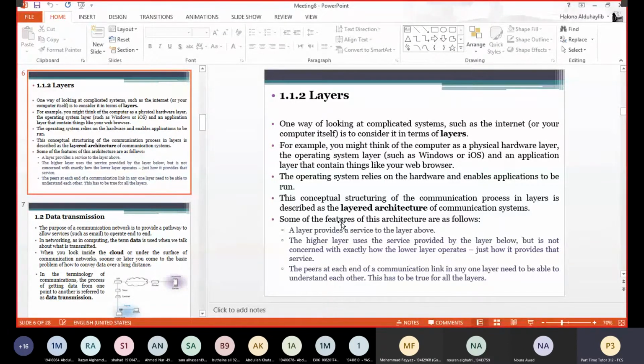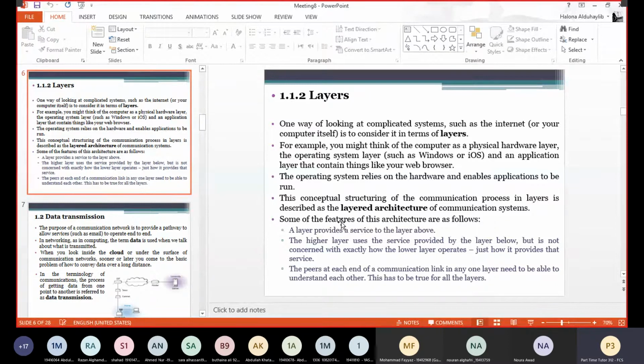So the operating system relies on the hardware and enables applications to be run. Each layer will depend on the other one and will allow the service to communicate between you, by using the hardware to the end layer, which is using the different software. This conceptual structure of the communication process in layers is described as the layered architecture of communication systems.